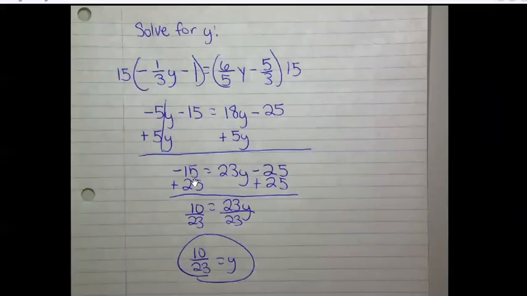So then I ended up with negative 15 equals 23Y minus 25, and then decided to add 25 to both sides to take this and move it over here. So we've got a whole number answer on one side and Y on the other to solve. And so adding 25 got rid of this here, and then negative 15 plus 25 is 10, so 10 equals 23Y, and then divide both sides by 23 to solve for Y, which gives me a fraction that can't be reduced of 10/23.